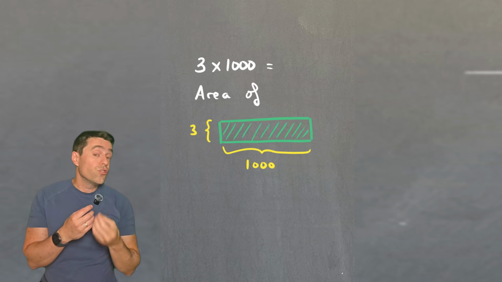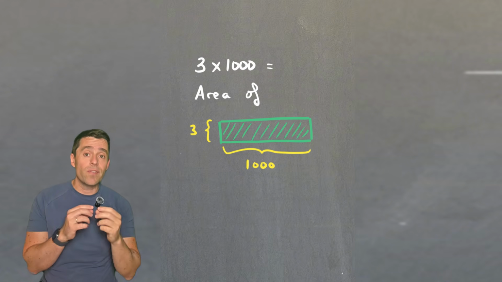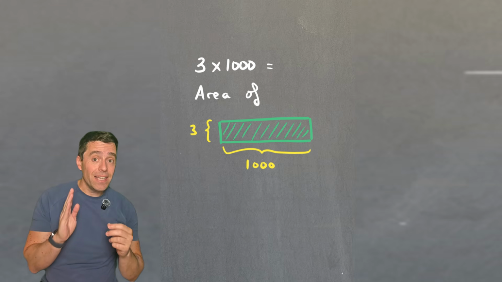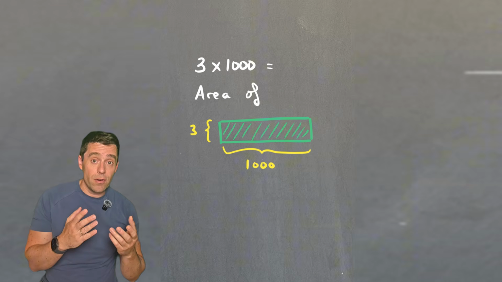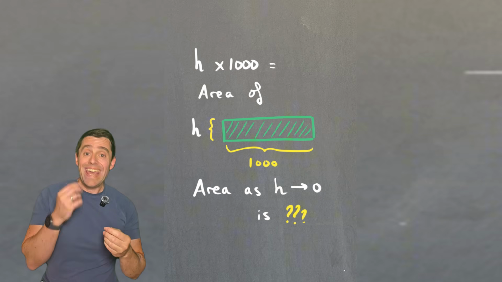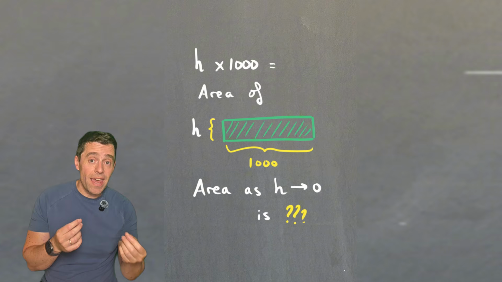A third approach is to use area models. 3 times 1,000 is the area of a rectangle that has base 1,000 and height 3. So the area is 3 times 1,000, it's 3,000. So what is the area of a rectangle of height h and base 1,000? That is 1,000 times h.